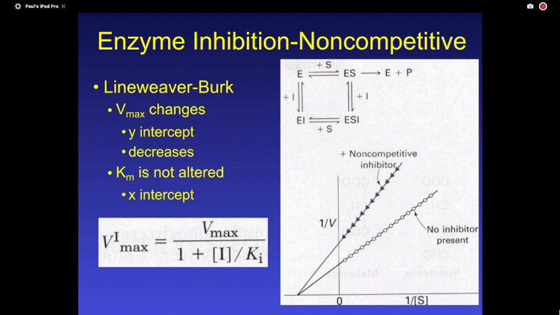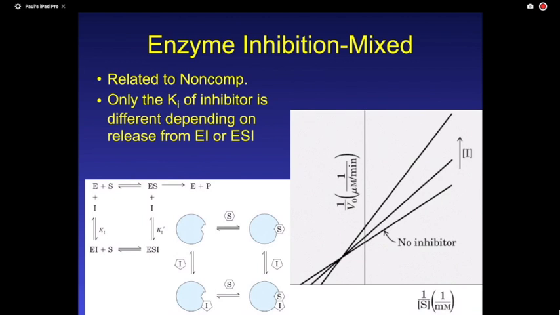Now, in this case, it's a little bit more complex in how the binding works. E can bind to substrate. Before it produces product, I can get in there and kind of mess it up. And so there's multiple bindings. All right. There's what's called a mixed inhibitor.